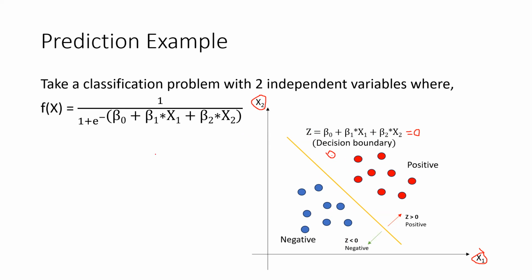So that is how we use logistic regression to make predictions. Once you have found the beta values, beta 0, beta 1, beta 2, and defined this model, you can substitute values for the x values, find whether z is greater than 0 or less than 0, and predict whether it is positive or negative. That is how this binary classifier works.